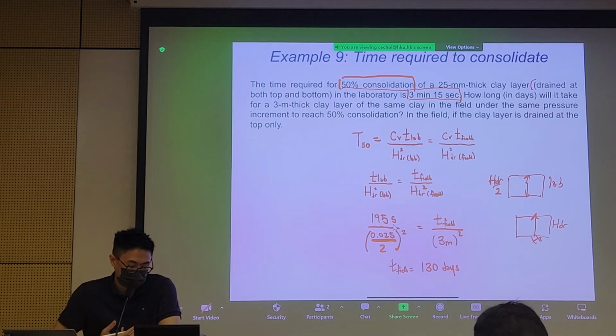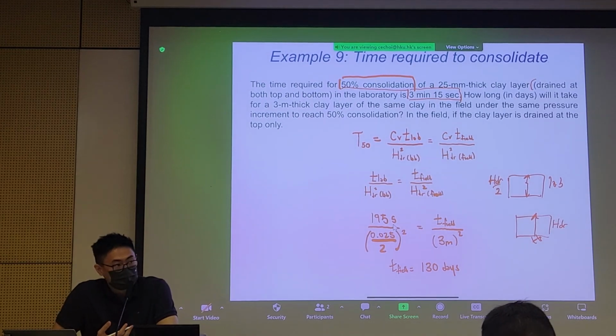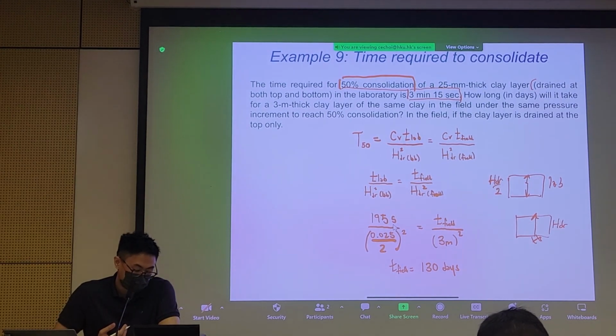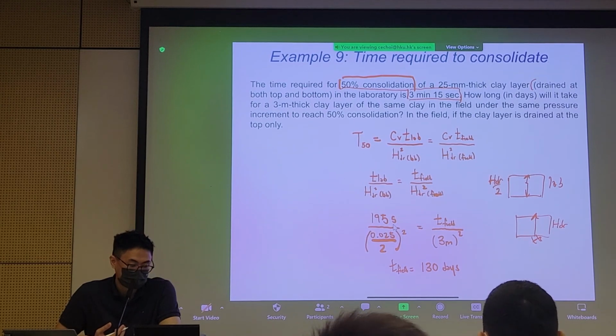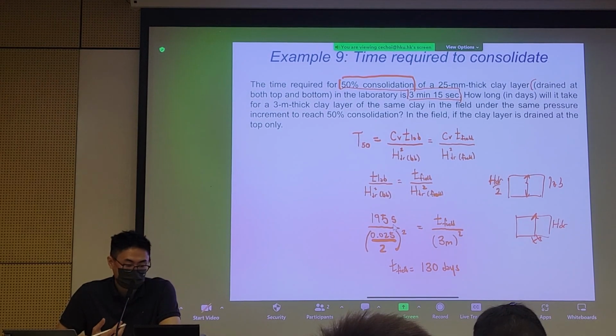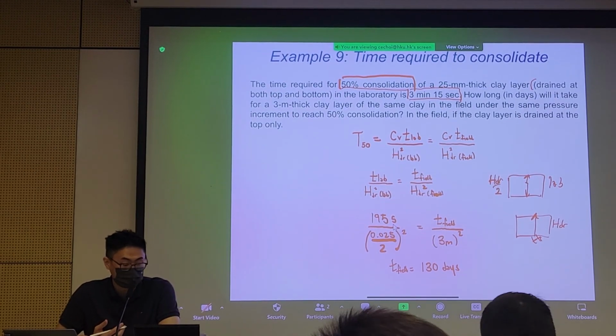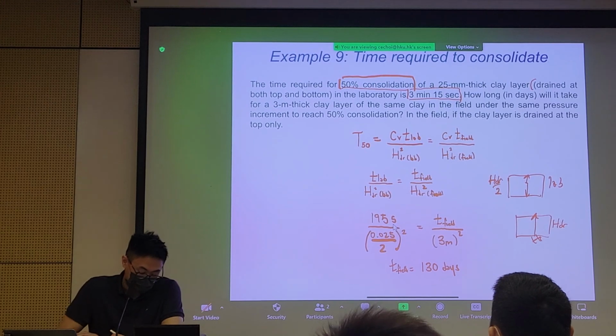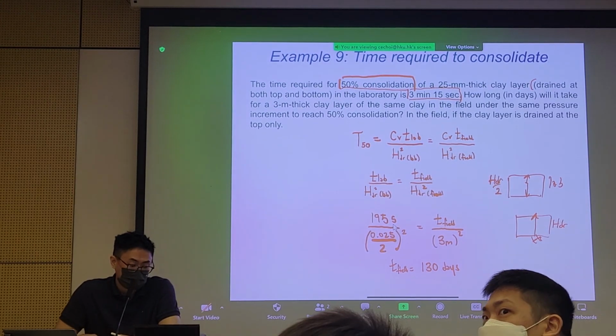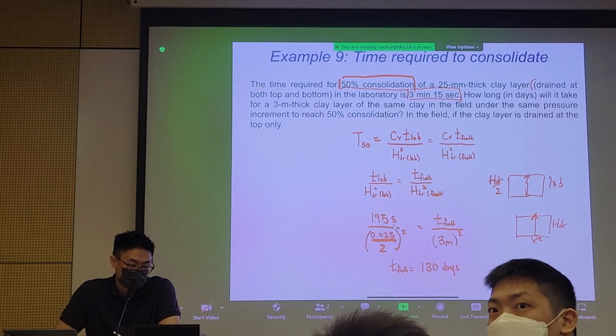So this is an example of how we take a specimen from the field, bring it to the lab, do an odometer test. And when we do the odometer test, we can use it to predict what will happen in field conditions. In this case, we assume that the time factor for lab and field cases are the same to reach 50% consolidation. And the only thing we had to change was the thickness of our layer here. So that's how we use our time factors.